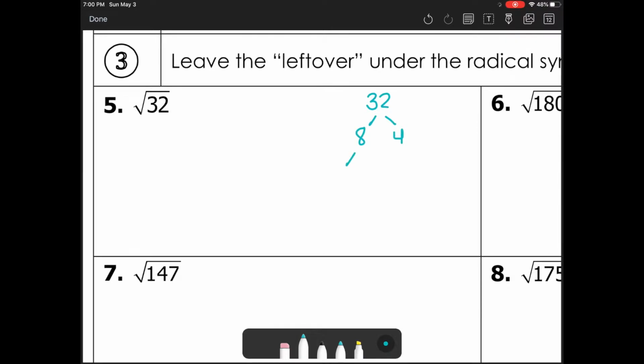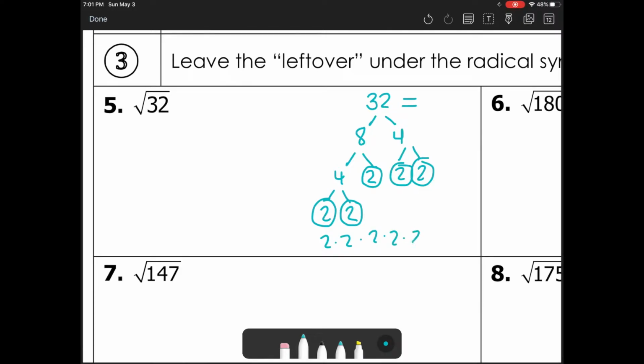All right. What times what makes 8? I can do 4 times 2. 2 is a prime number. I can't go any farther, but I can break down 4 into 2 times 2. Now, the 4 over here, I can also break down into 2 times 2. So 32 could also be written as 2 times 2 times 2 times 2 times 2. Okay? What we're going to do is rewrite our radical with five 2's underneath.